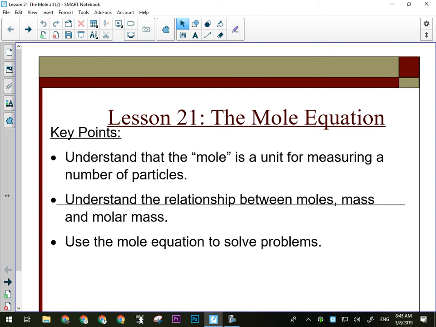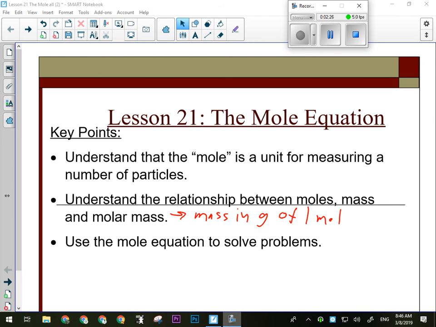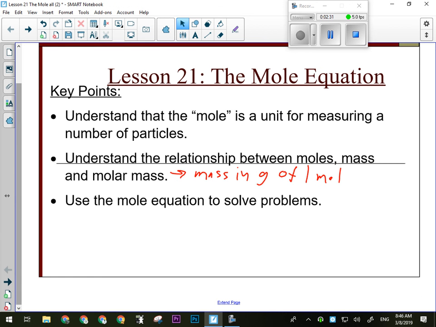We need to understand the relationship between moles, mass, so the amount of something, and molar mass. Molar mass is the mass of 1 mole. Just so that we're clear on that, molar mass is the mass in grams of 1 mole. Then we're going to use the mole equation to solve problems. Now the mole equation looks like this, guys. N equals little m over big M.